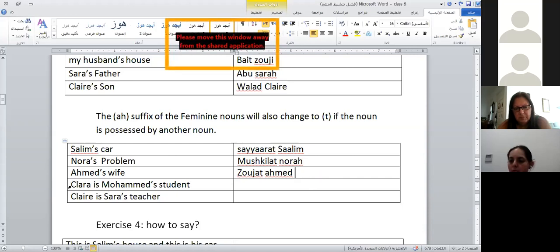I have a student called Clara. Now you want to tell this to Len? It's not complicated. Just remember, we don't have "is." That's it. We don't have "is."